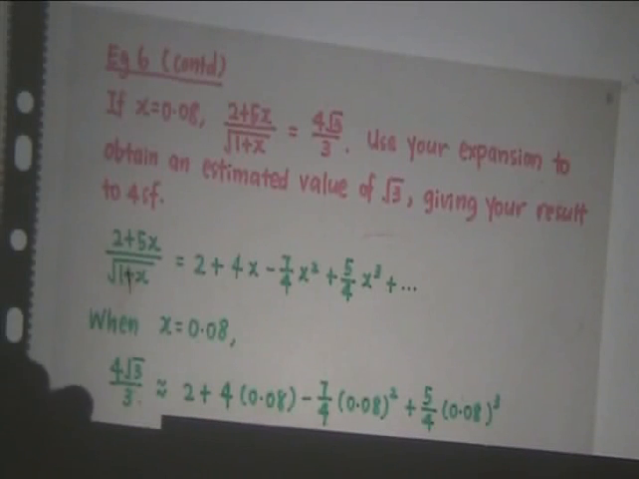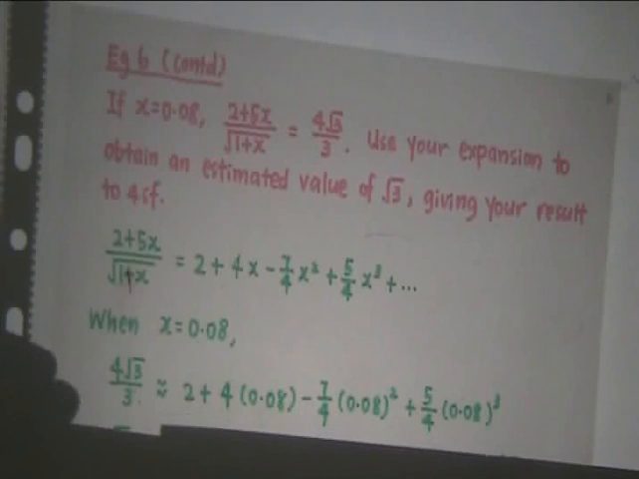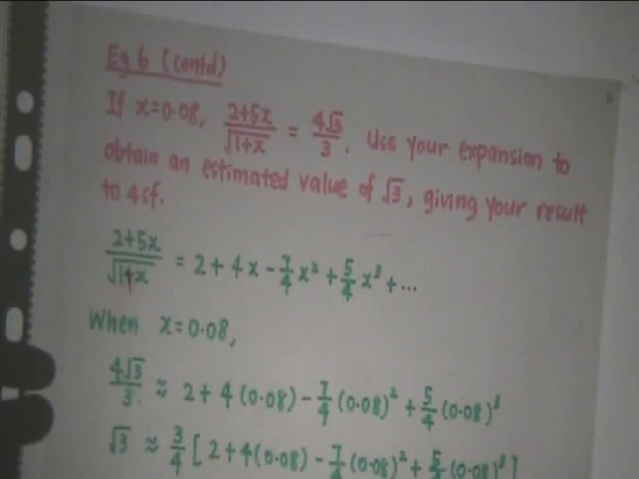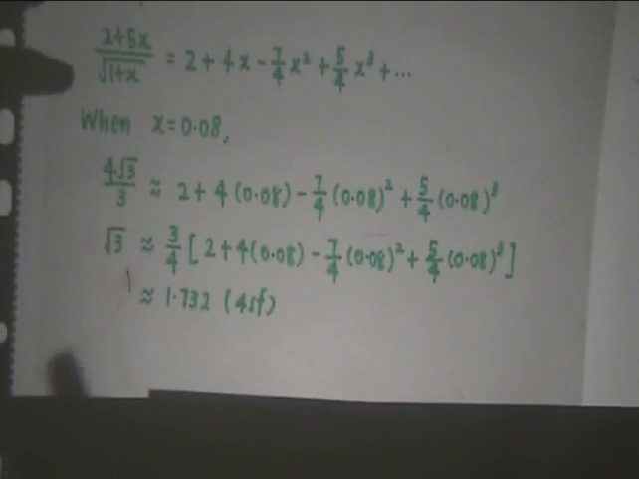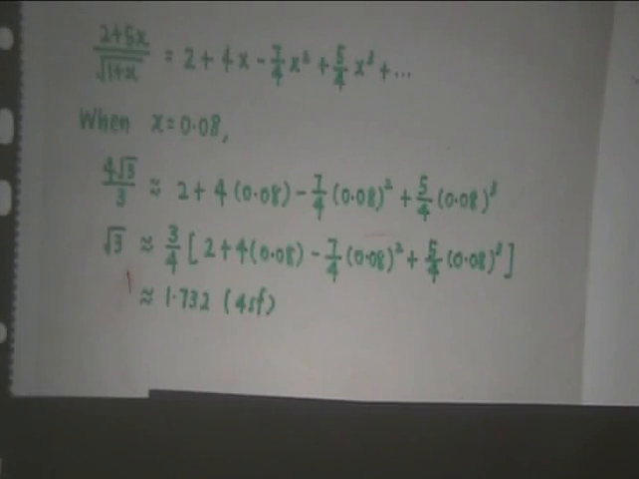Okay, so I can compute what the right hand side is using the calculator. And I bring the 4 over 3 over to the other side. So I will have square root 3 equals 3 over 4 times the whole thing here. And calculating, I'll get 1.732 to 4 significant figures.